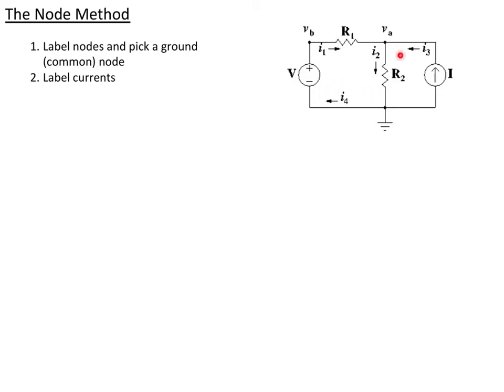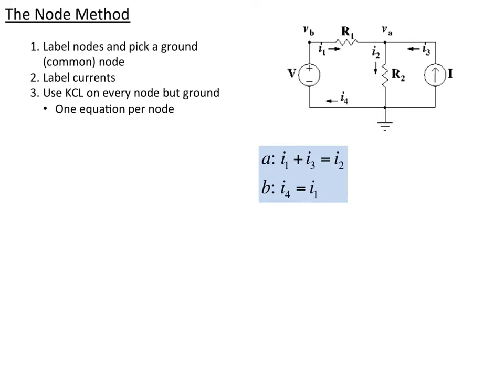Now note, for each one of these I've given an arrow, and at the moment it doesn't matter what direction that arrow is pointing. If at the end of my calculation I get a negative number for I1, that just means the current is flowing, in this case, right to left rather than left to right. A negative number is just in the opposite direction of the arrow. So I've labeled the nodes, and I've labeled all the currents through all the branches.